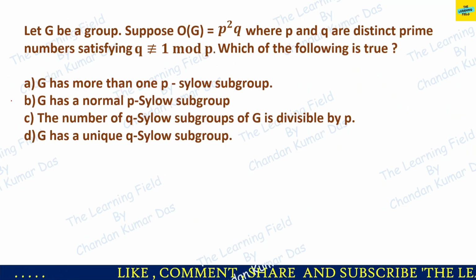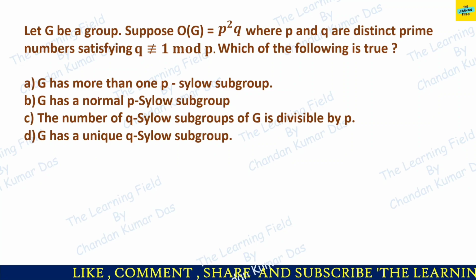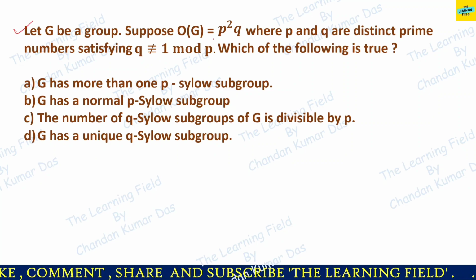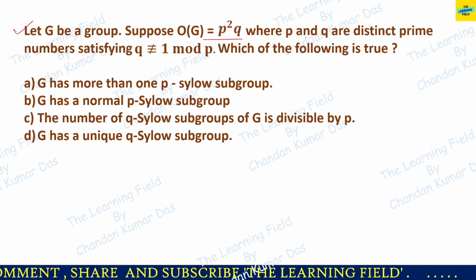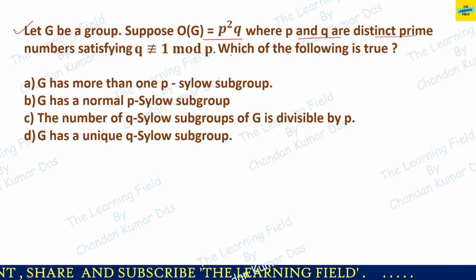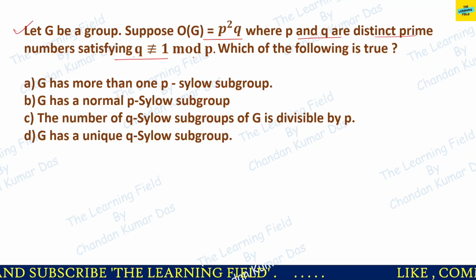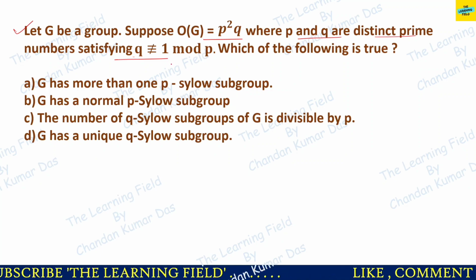Now the next question. Let G be a group. Suppose that the order of G equals p square q, where p and q are distinct prime numbers satisfying q is not congruent to 1 modulo p. That means what?